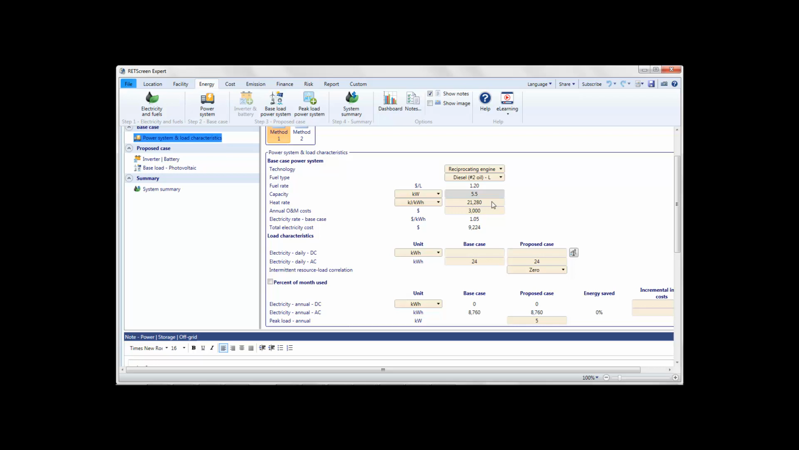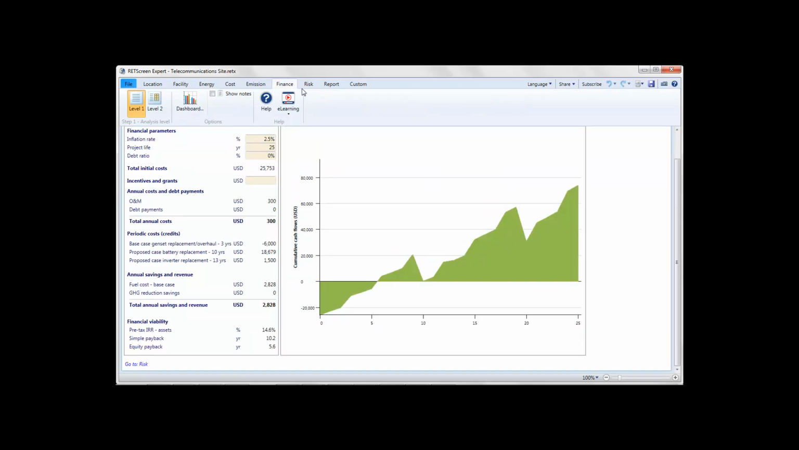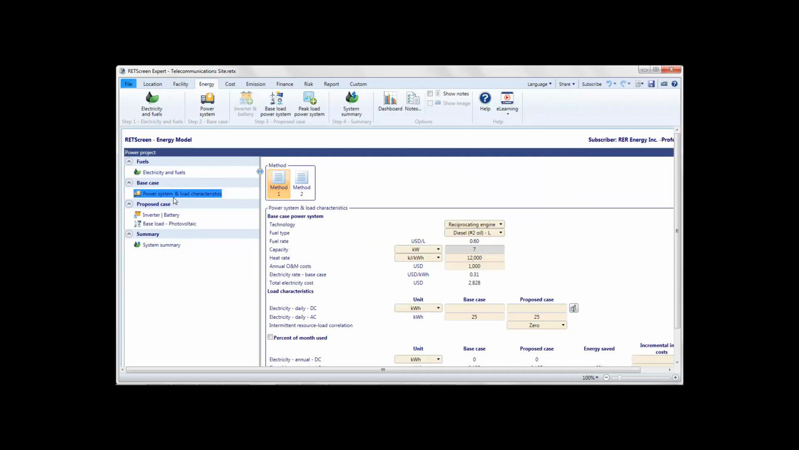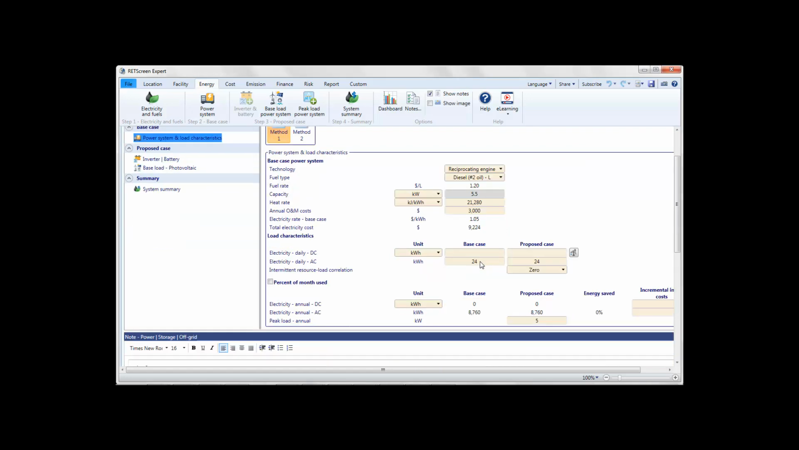And you might recall, and I'm going to show you the analysis we just did, going back to the energy page here, you might recall that we used, based on the help, 12,000 kilojoules per kilowatt hour. So this is a major difference, and you might ask yourself, well, why is that so different?